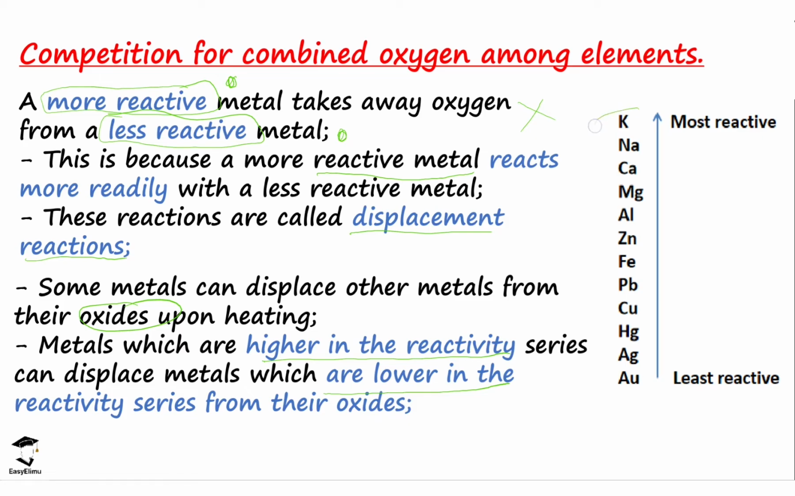Potassium is the most reactive, followed by sodium, followed by calcium, followed by magnesium, followed by aluminium, followed by zinc, followed by iron, followed by lead, followed by copper, followed by mercury, followed by silver, and finally gold. So you need to be able to remember the reactivity series, and you can look for an acronym to do so. So let's look at some of the examples of these reactions.